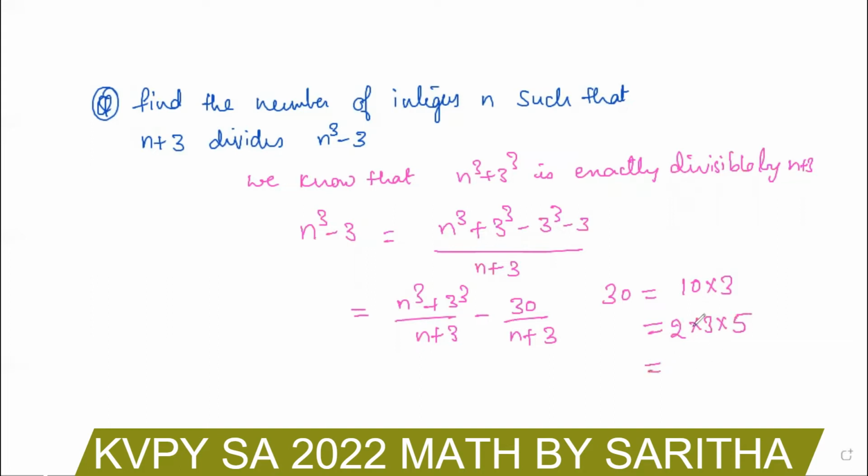So the total number of divisors we have is 8, because each prime power is 1 here. So 8, this is about the positive divisors. But since n can be any integer, we do have 8 negative divisors also. So totally n values can be 16.